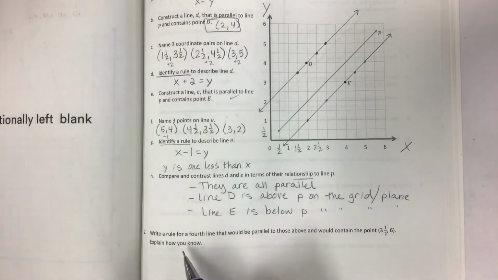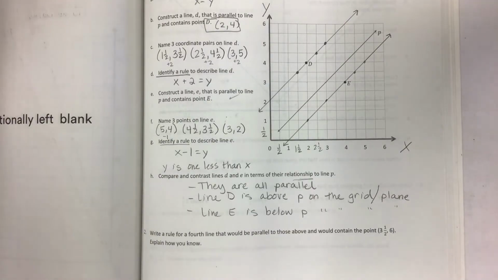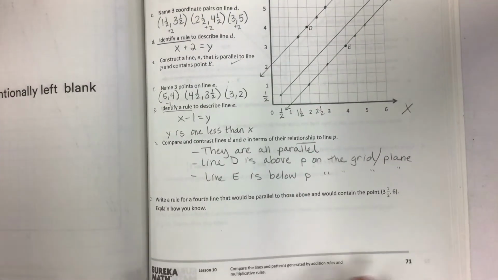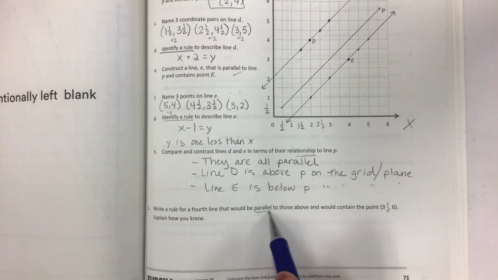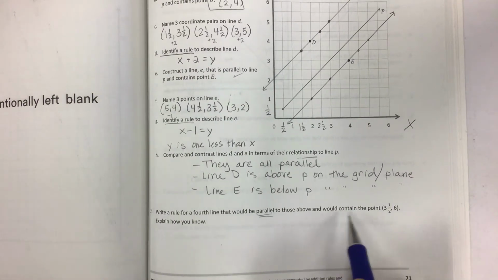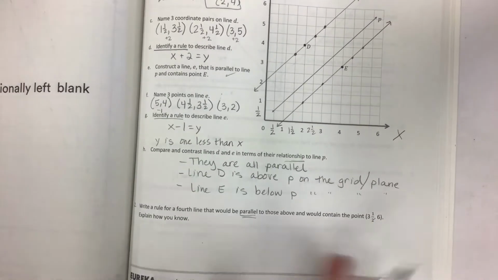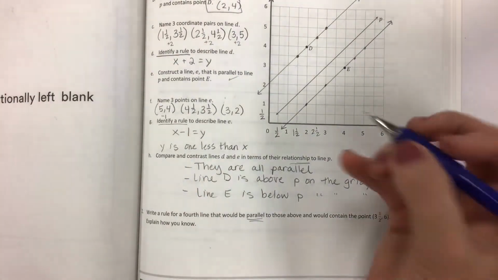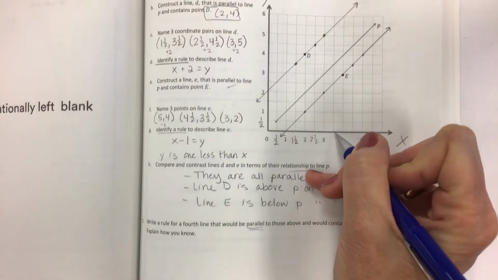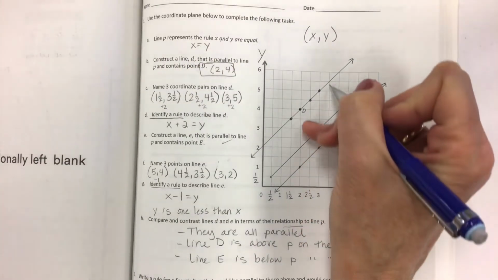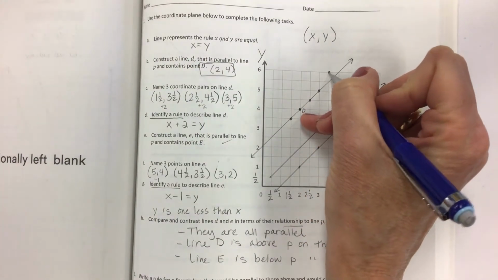Now, the last one, number 2, write a rule for a fourth line that would be parallel to those above and would contain the point 3.5, 6. So I need to find where 3.5, 6 would be. 3.5 is here, but 6 is way up here at the very tippy top.